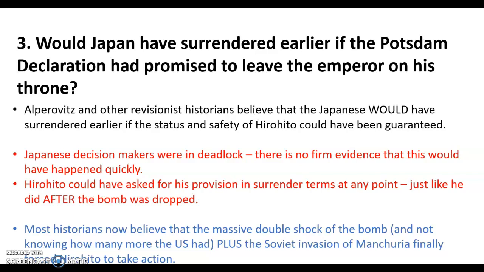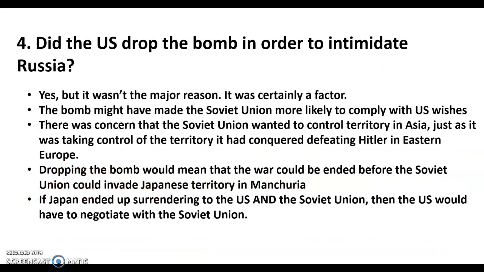What they're kind of thinking now is that it was the double shock of the bomb and the Soviet invasion of Manchuria, which was Japanese territory, that actually forced Hirohito to decide to surrender. So we're kind of thinking now that it really wasn't to do with Hirohito's position because he could have asked for that at any point. So that's interesting. All right.